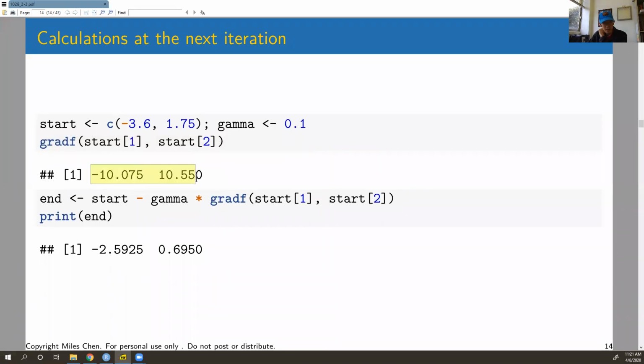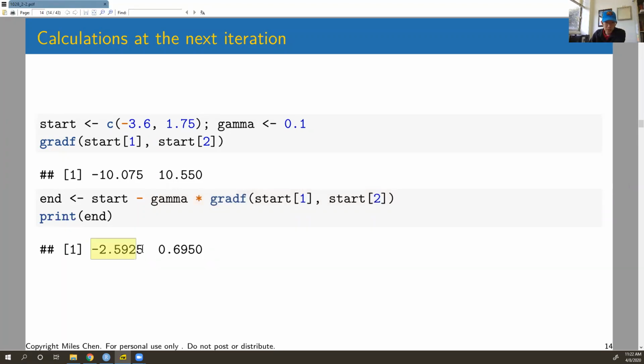Using the function, R tells me that the gradient at that location is -10.075, 10.55. I take the starting location of -3.6, 1.75, and multiply my gradient times gamma, a scaling factor of 0.1. So I'm going to take a step of basically -1.0075 and 1.055. So I basically roll my decimal point one over.